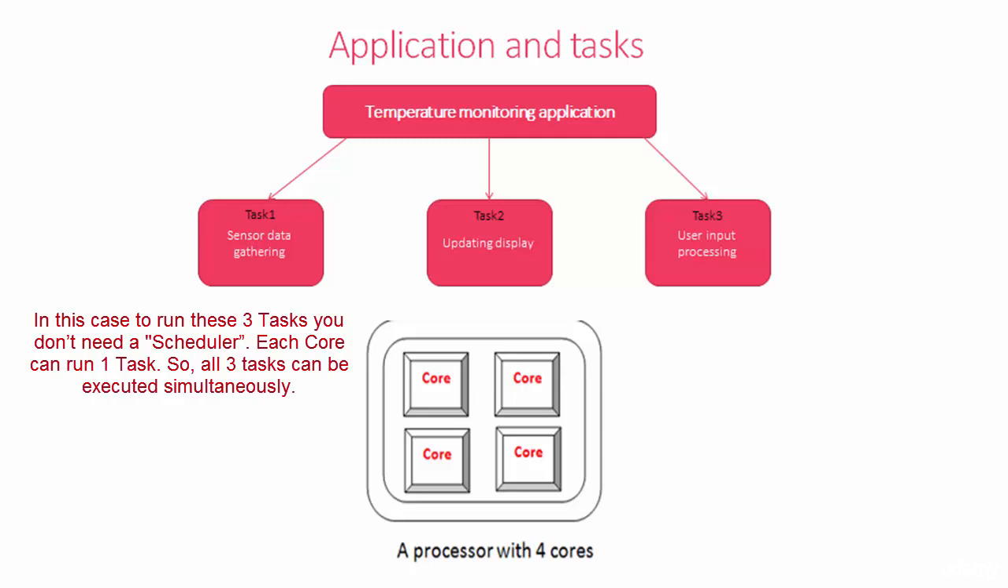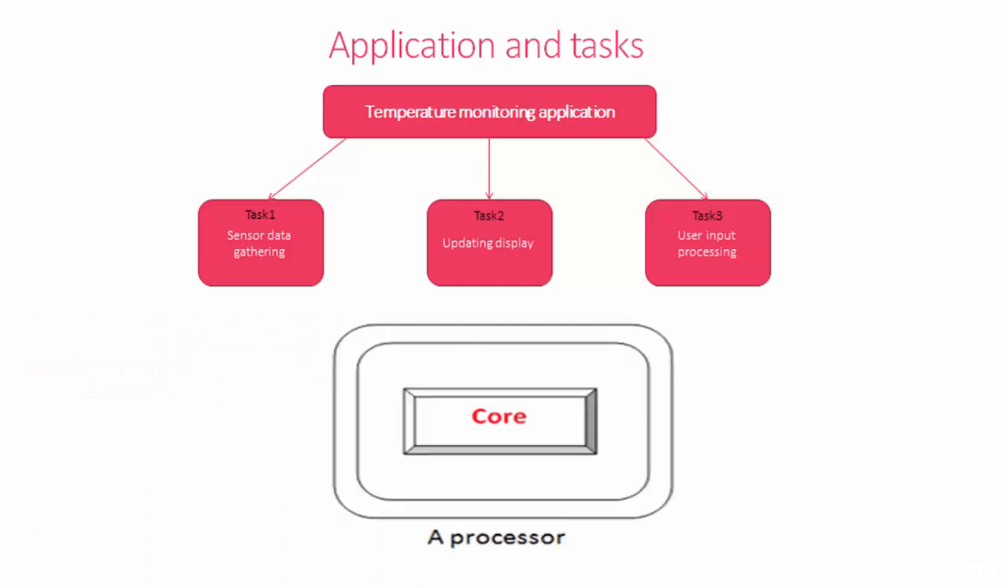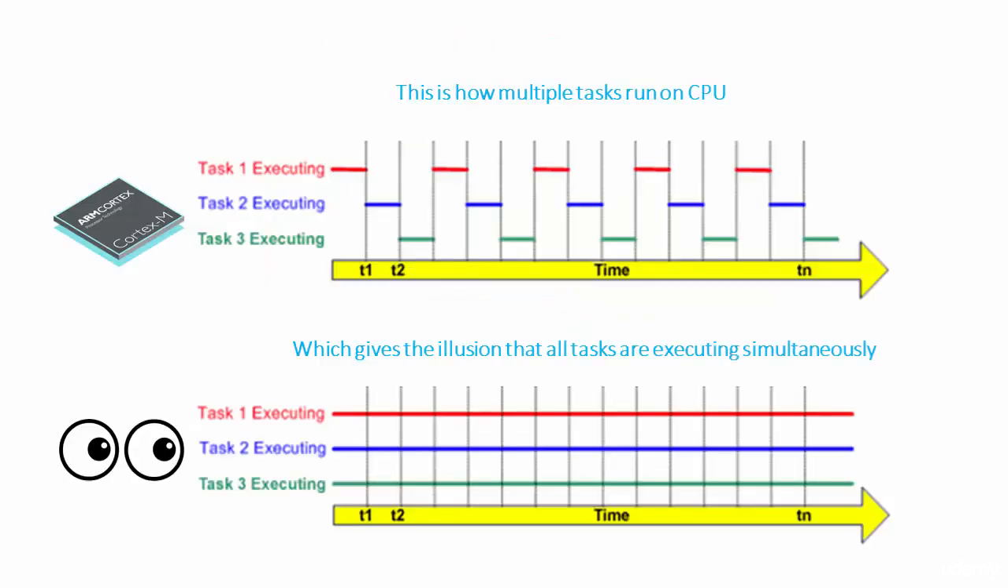But in embedded world, we don't usually use a processor which has got multiple cores. We usually will have one core and multiple task scenario. So to run all these tasks, you will need a scheduler, and scheduler will decide which task should take the CPU next. So this is how multiple tasks execute on the CPU, which gives the illusion for you that all the tasks are executing simultaneously.